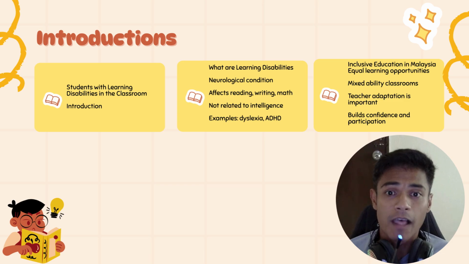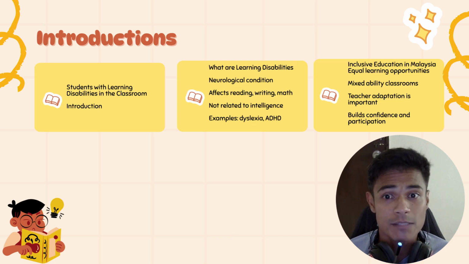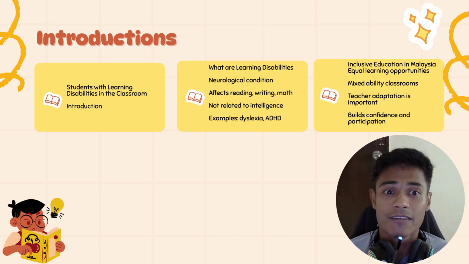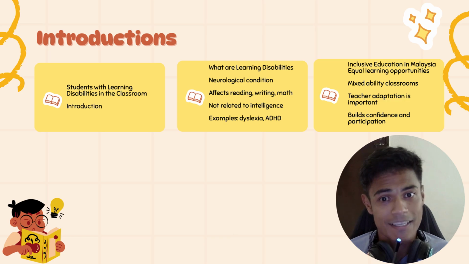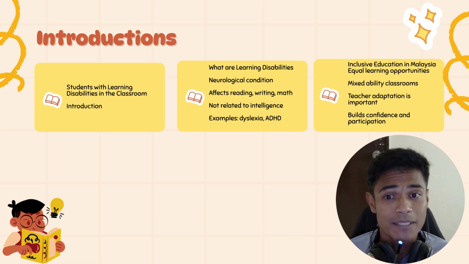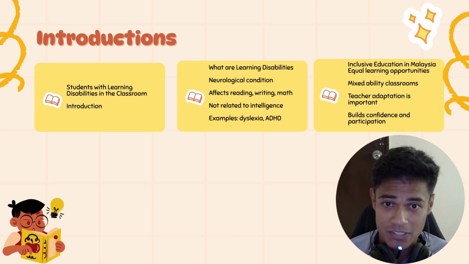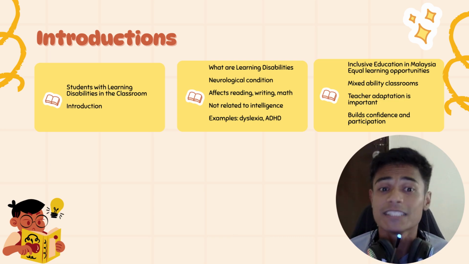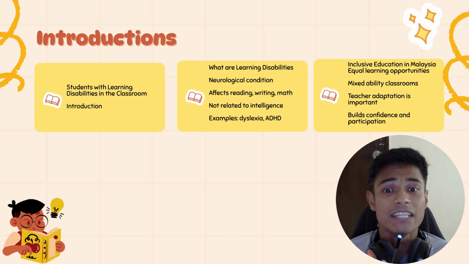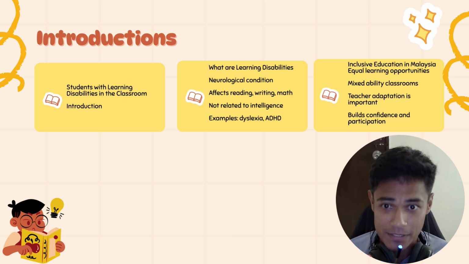To begin with, learning disabilities refer to neurological conditions that affect how students process, understand, and use information. These difficulties are usually seen in areas such as reading, writing, and mathematics. It is very important to highlight that learning disabilities are not related to intelligence. Students with learning disabilities are not less capable. They simply learn in different ways compared to their peers.